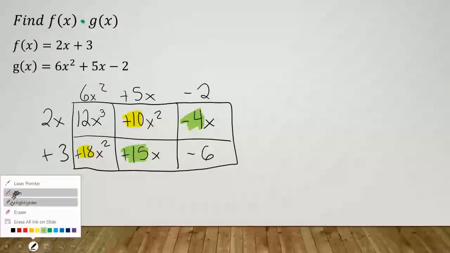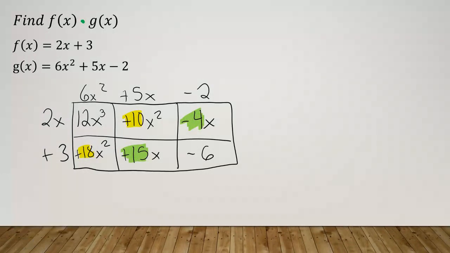And so your final step would be to start with the highest power. You want it in descending order. So we're going to go ahead and put it over here. It's going to be 12x to the third. We're going to combine 18 plus 10 is going to be 28x squared. And then 15 minus 4 is going to be 11x minus 6.